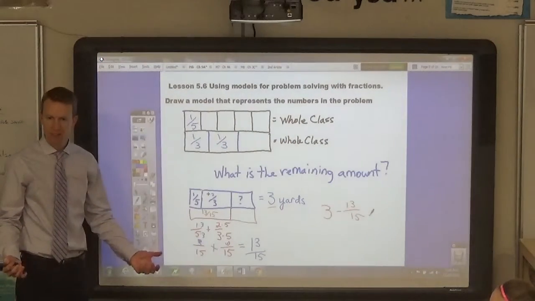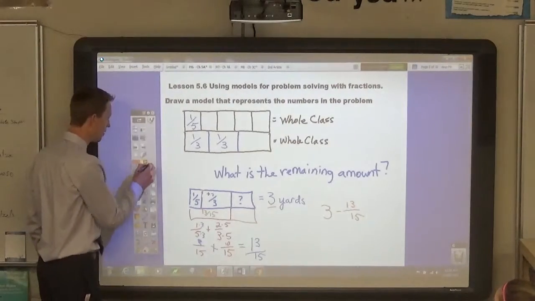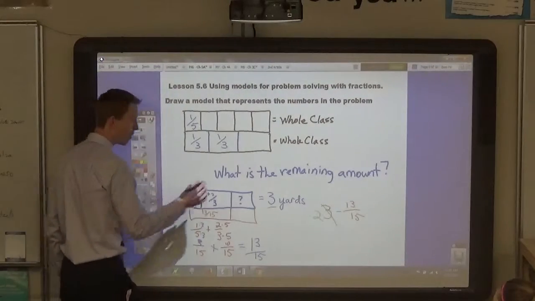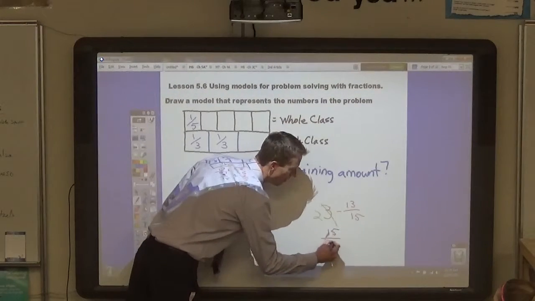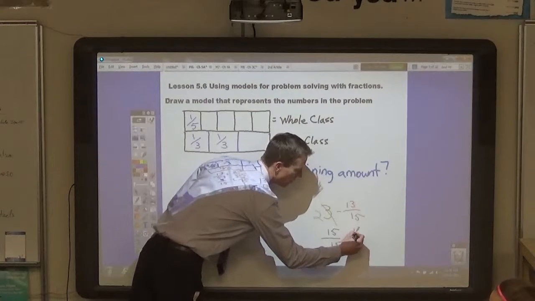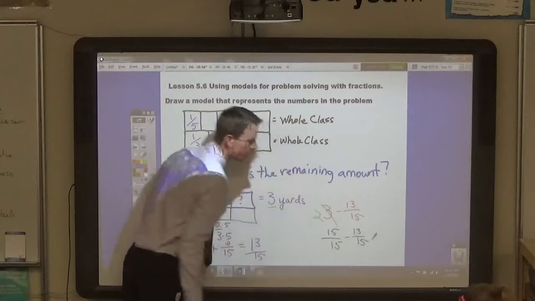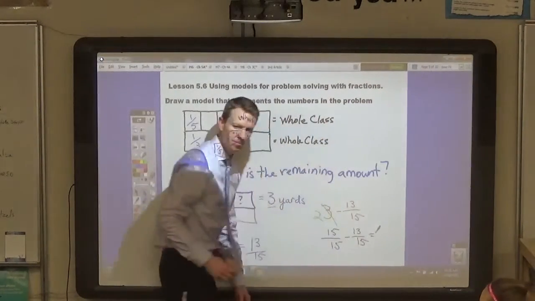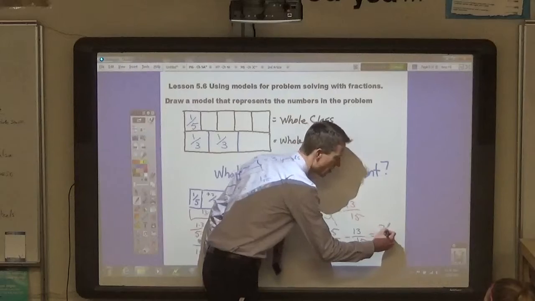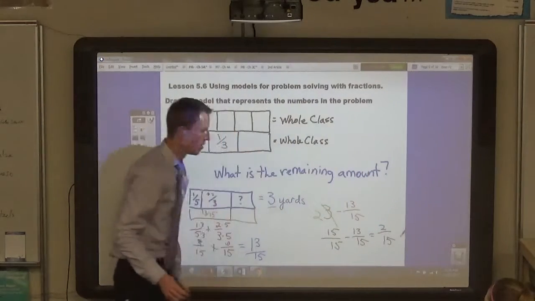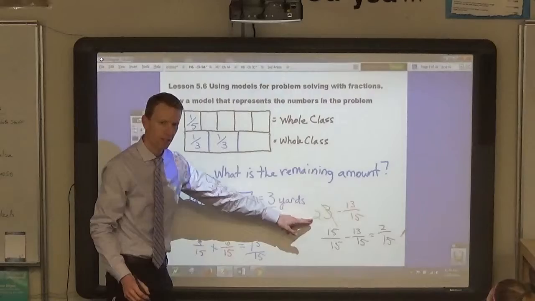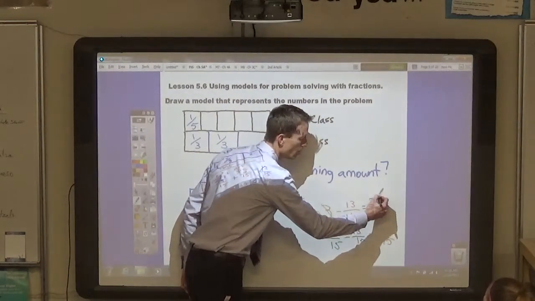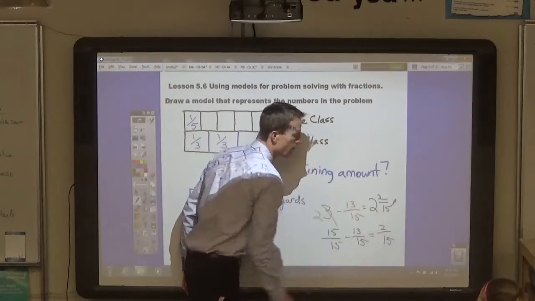Well, do we have any pieces? No. So we have to cross it out and make that a 2, and use one of the wholes as 15 15ths. Subtract, 15 15ths minus 13 15ths. And then it's what? That's 2 15ths. And we still have the 2. So the total is 2 and 2 15ths.